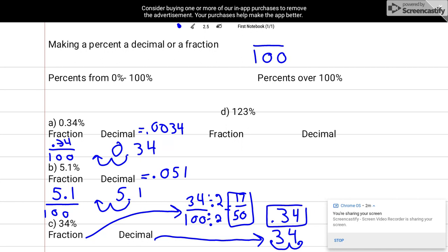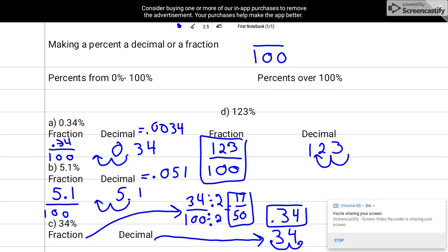So let's look at something where it's more than 100%. I only have one example here, 123%. The same thing applies: 123 over 100, and reduce when you can. In this case, I'm going to leave it alone. Just like that is fine. To make this a decimal, I'm going to write my percent without the percent sign and move my decimal 2 places to get an answer of 1.23. Because my percent is larger than 100, the decimal form is going to be 1 point something. That should be an indicator that you did this correctly.